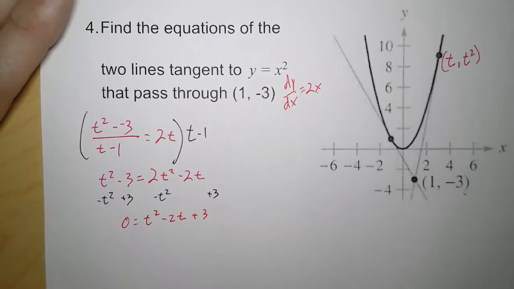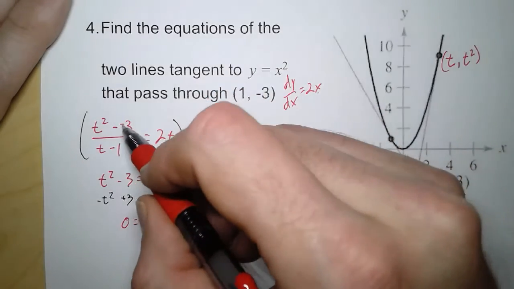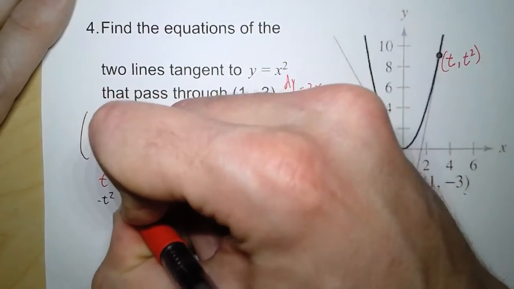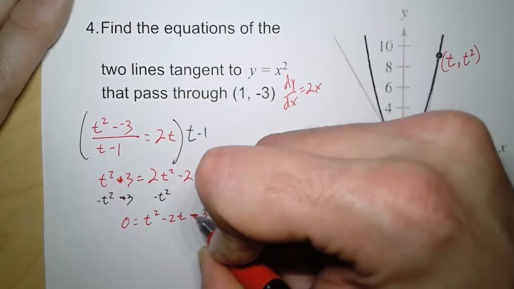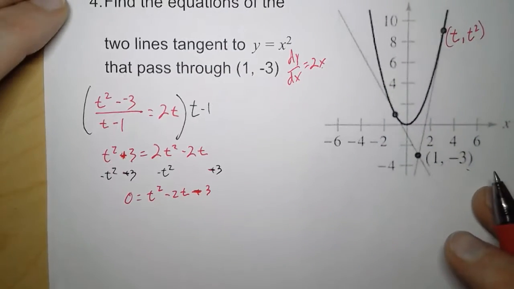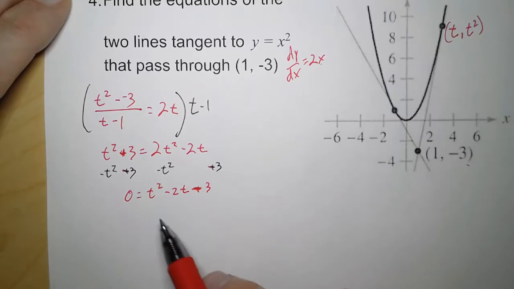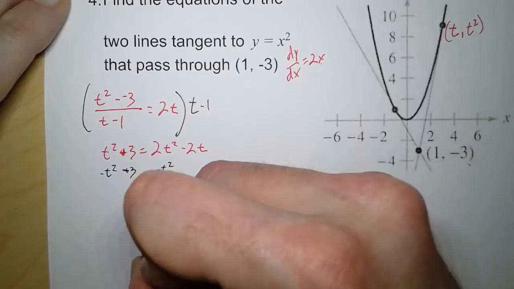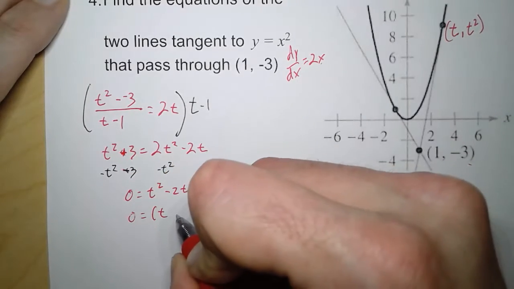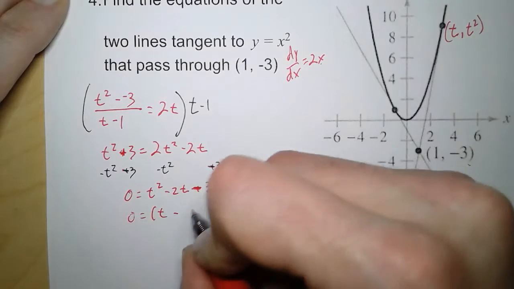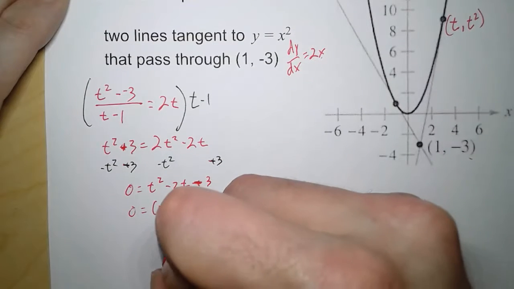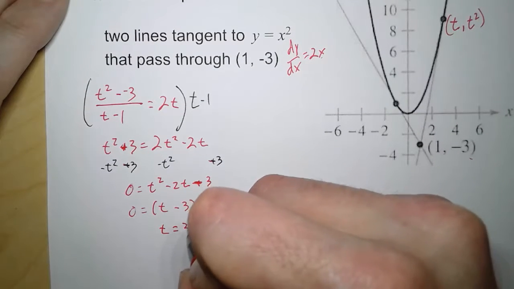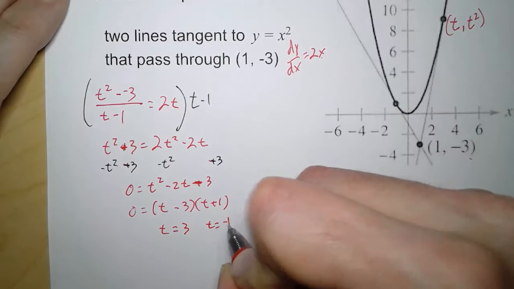Oops, forgot one little thing. Because of this plus minus, this should actually be a plus 3, and so we're actually subtracting 3 from both sides. All right. Now, because of that, we can solve this for t. 0 equals t minus 3 and t plus 1. So what we get is 2 values, t equals 3 and t equals -1.